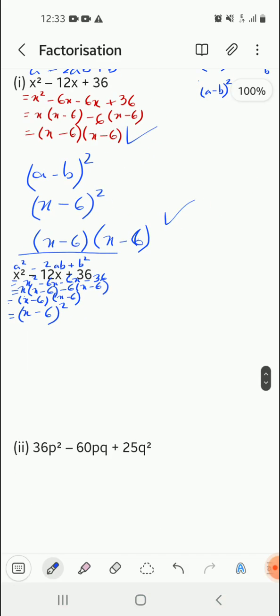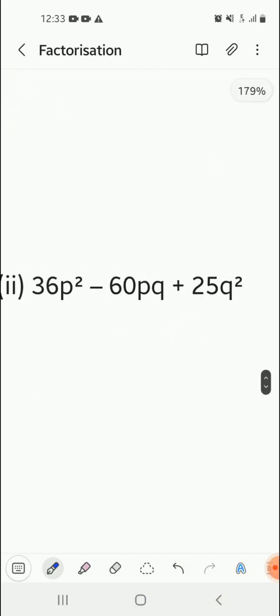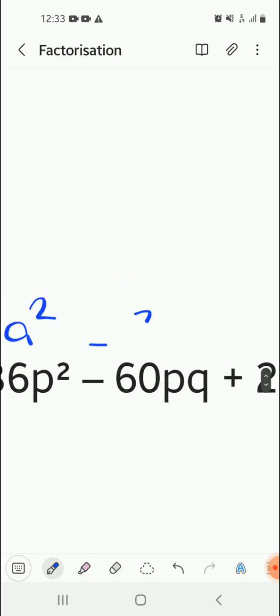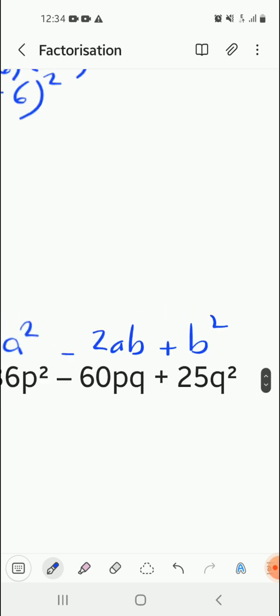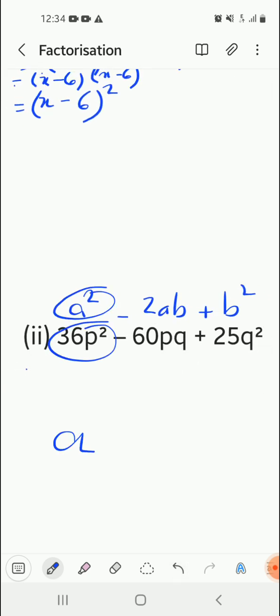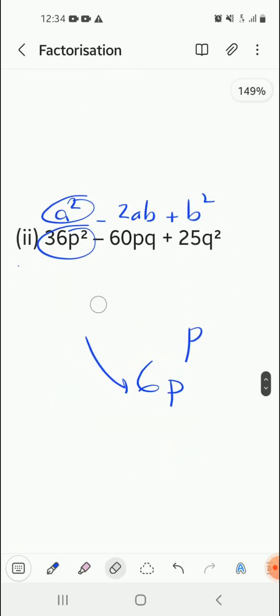We're going to apply the same trick and do the second one. Okay, over here again, observe the sign. This looks somewhere like the a square minus 2ab plus b square formula. It looks like that because of the symbol. Now, you know a square is 36p square. It means only a must be the square root of 36p square, that is 6p, which means a is 6p. So we are going to write it in this manner, that a is 6p.